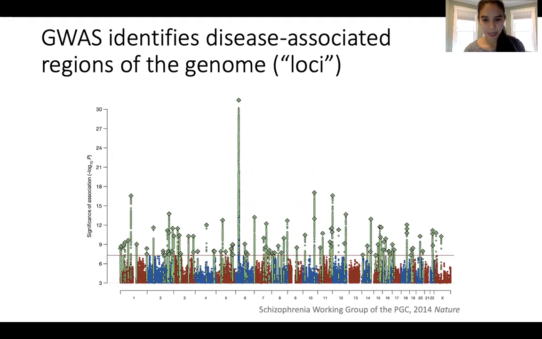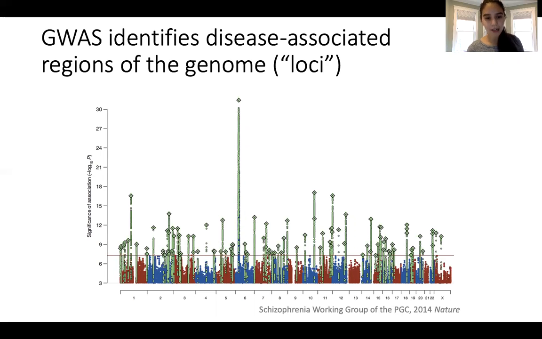In a genome-wide association study, you take markers across the genome, so genetic variants, genome-wide, and one at a time, you test them for association to the phenotype that you're interested in. And the results are typically displayed in a plot that looks like this if your GWAS is successful.